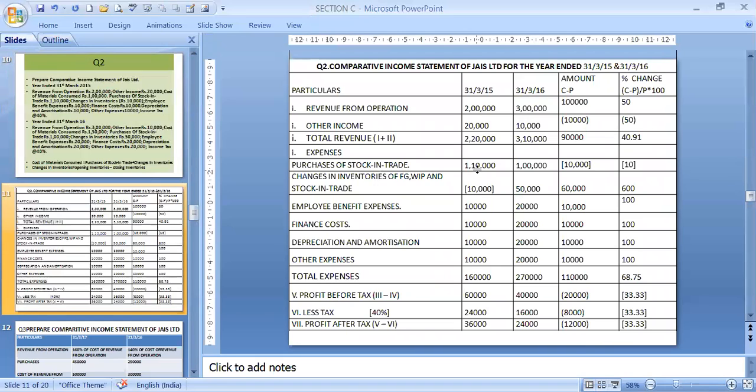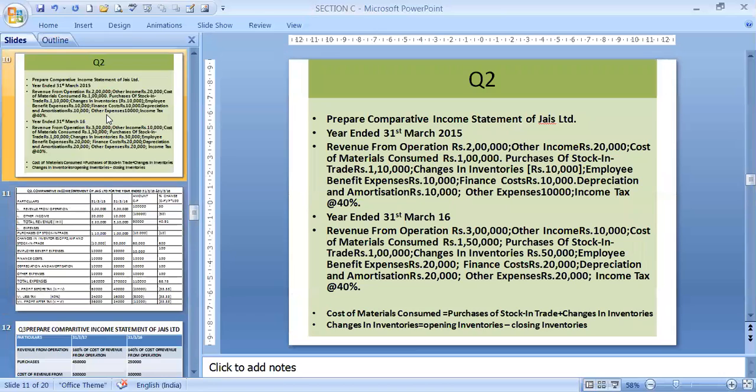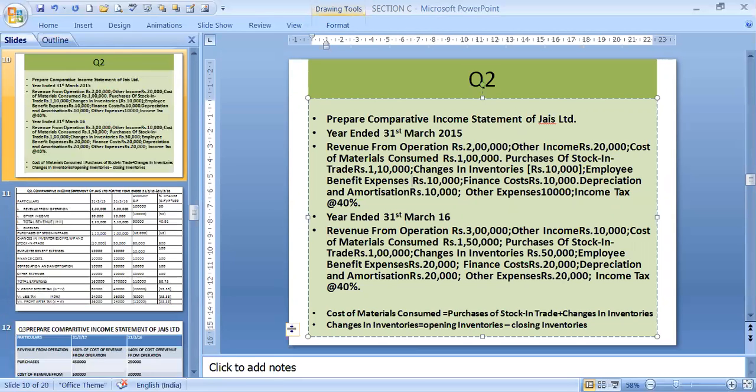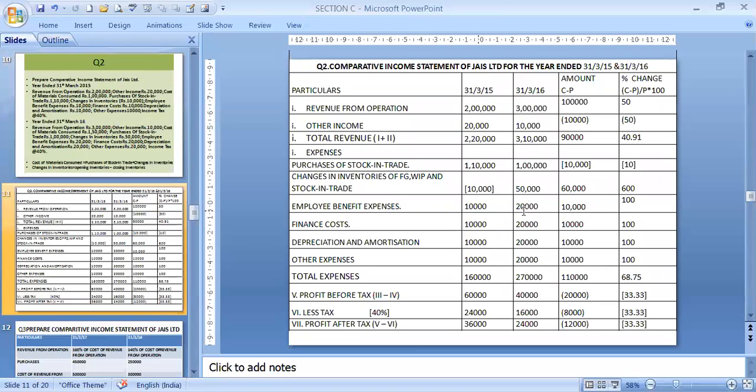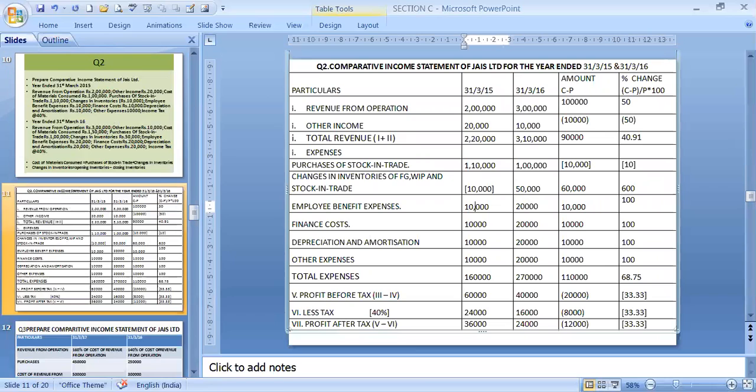Purchase of stock, we have written 1 lakh 10 in 2015 and 1 lakh in 2016, so there is a decrease. Changes in inventory is minus 10,000 in 2015 and plus 50,000 in 2016. Then there is employee benefit expenses. For 2015 it is 10,000 and in 2016 it is 20,000. So we will be writing 10,000 and 20,000.